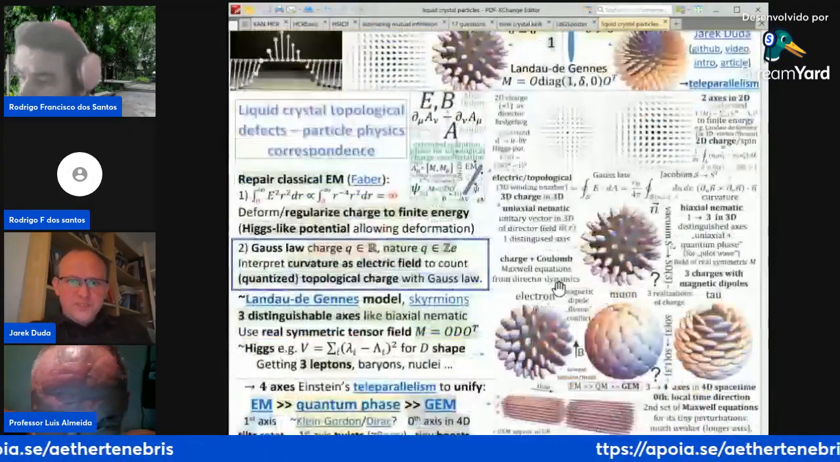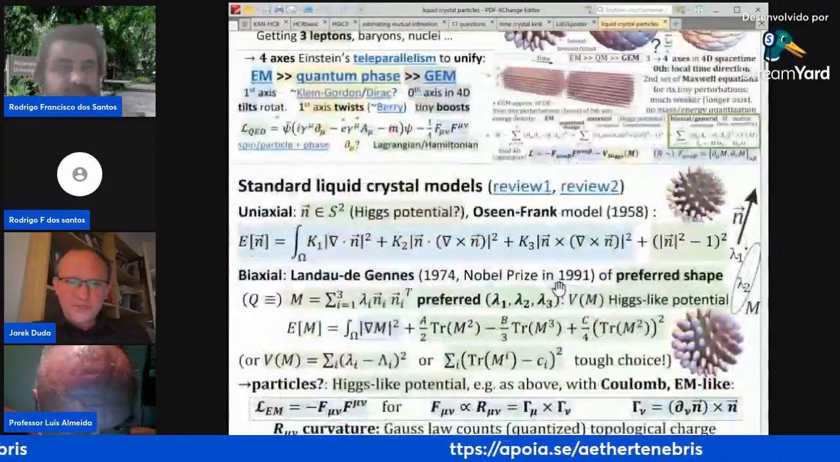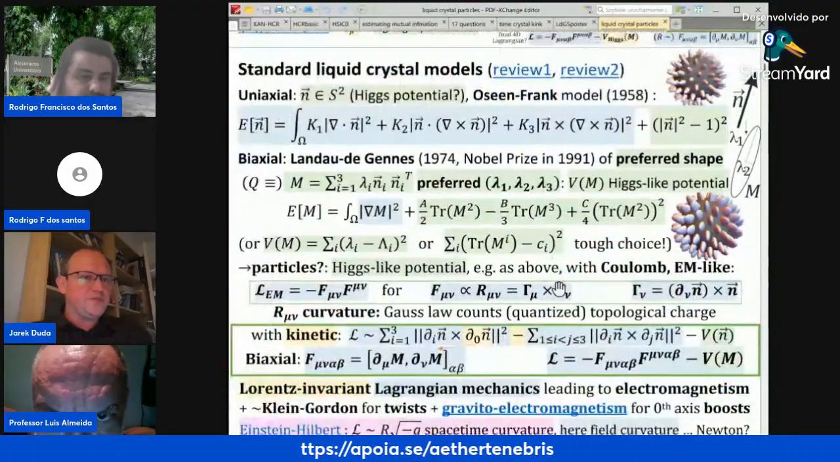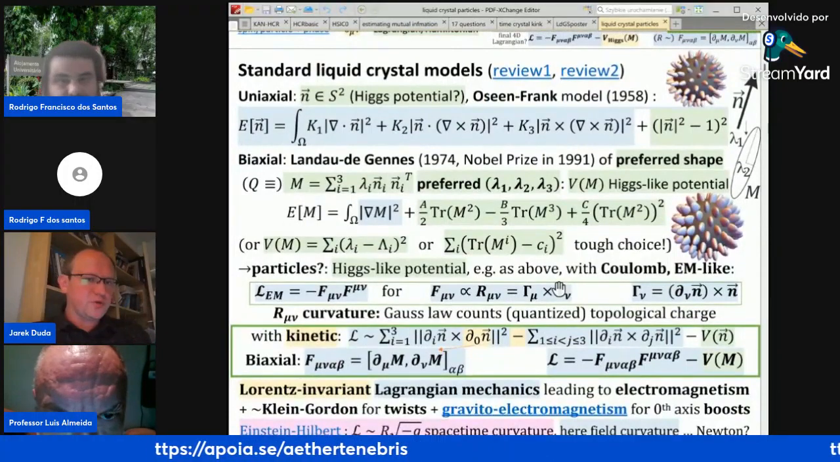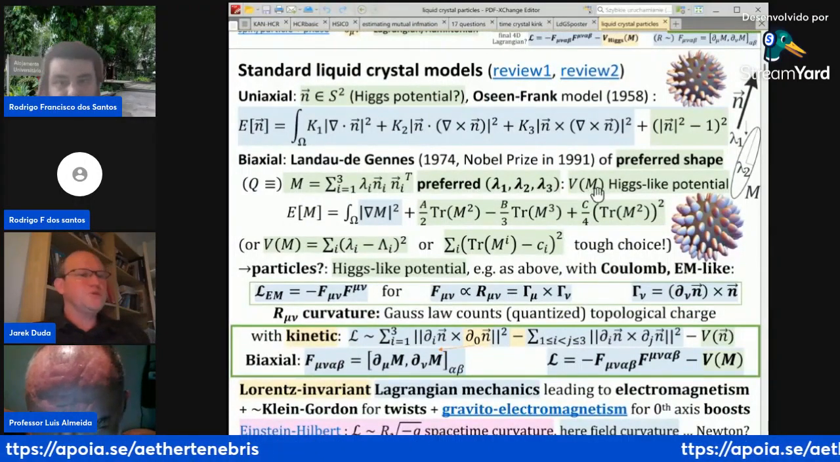Okay, so maybe let me skip. This is another view, but maybe let me skip it. So very briefly, maybe the mathematics, but I will talk further. But this is the liquid crystal view.